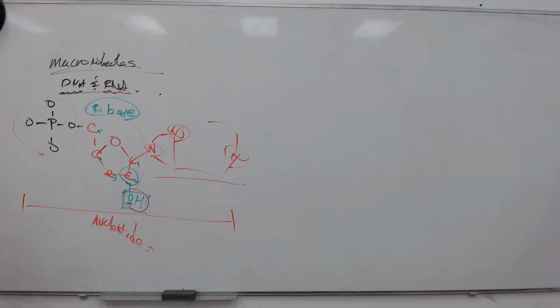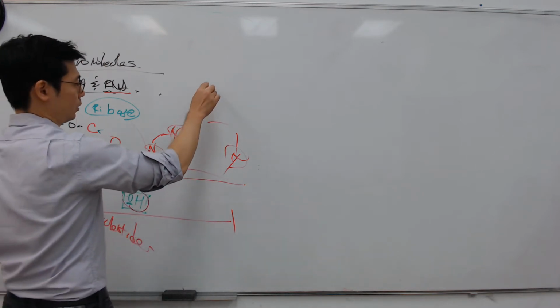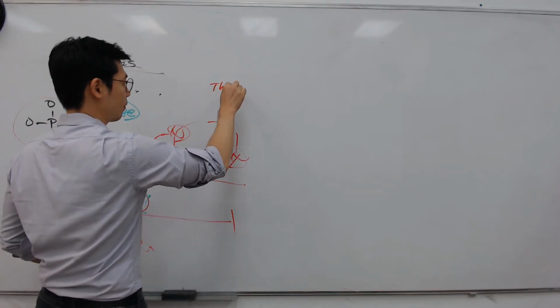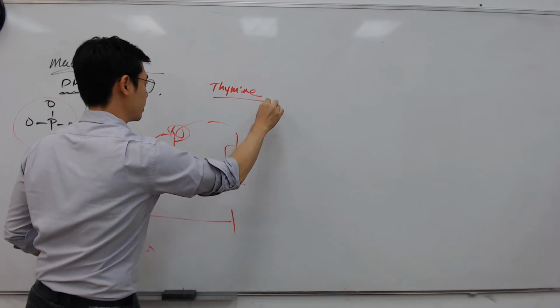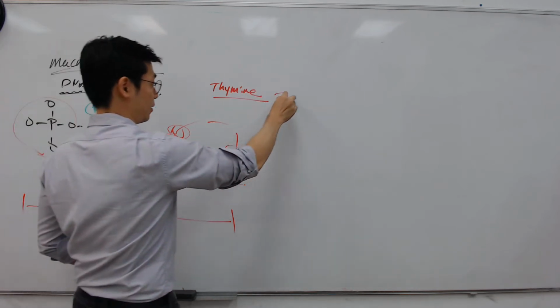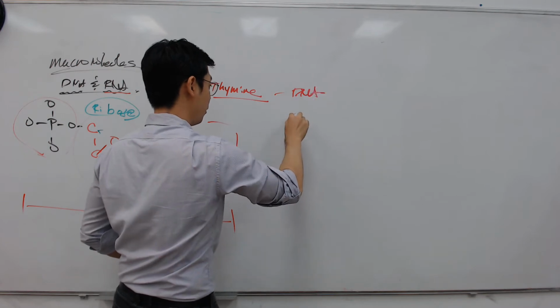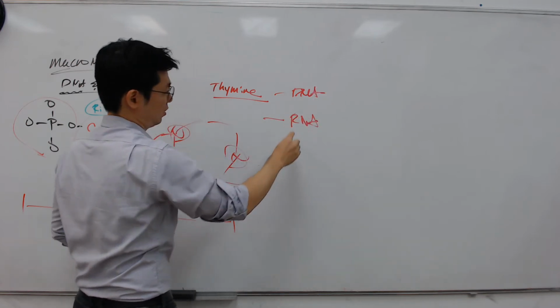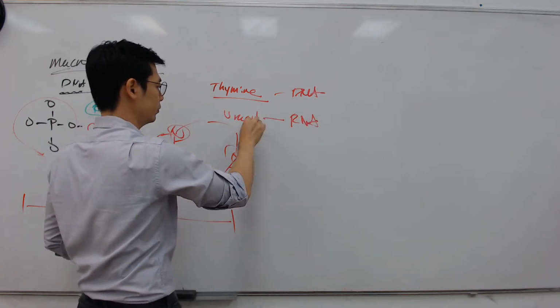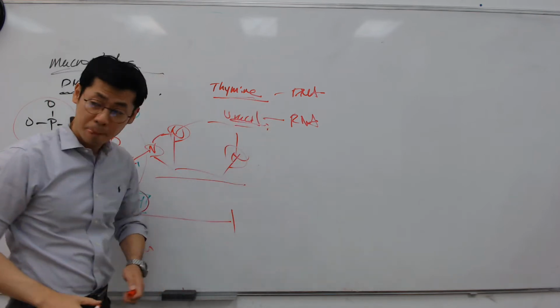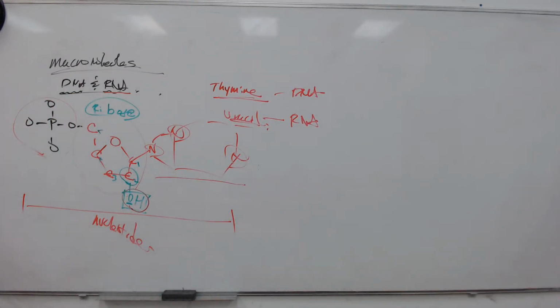And what's the other difference between DNA and RNA from a nucleotide perspective? DNA has thymine as a nitrogenous base. But RNA has uracil. We'll talk about it more. That's the very obvious difference between DNA and RNA, what they're made up of.